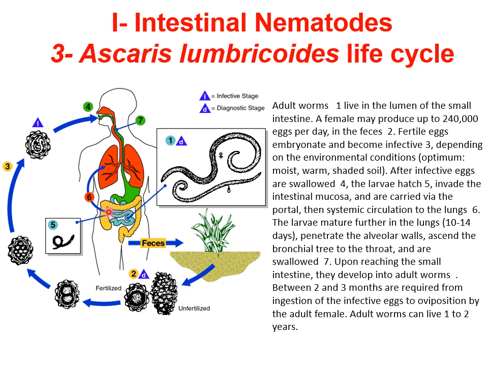These larval stages will invade the intestinal mucosa and will be carried via the portal, then systemic circulation until reaching the lungs. Within the lungs, they will go from the bronchioles to the bronchi to the trachea, and then from the trachea they will be coughed up, then reswallowed, so they penetrate the pharynx.